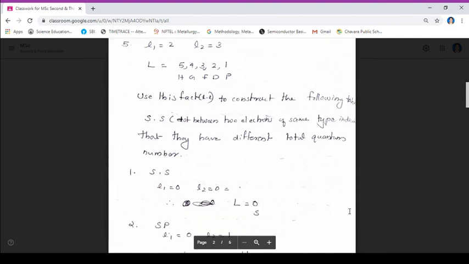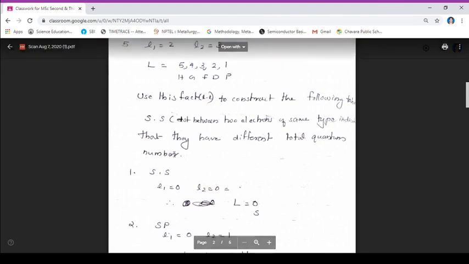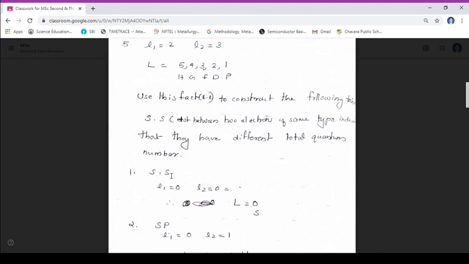Now using the LL coupling scheme, we are going to construct the states in which one of the electrons is in the S state and the other electron can vary over P, D, F, etc. First we will consider both electrons in the S state. Here the two S electrons indicate that they have different principal quantum numbers, because no two electrons can have all 4 quantum numbers identical. Since both electrons are in the S state, L1 is equal to 0 and L2 is equal to 0, so capital L will be 0.